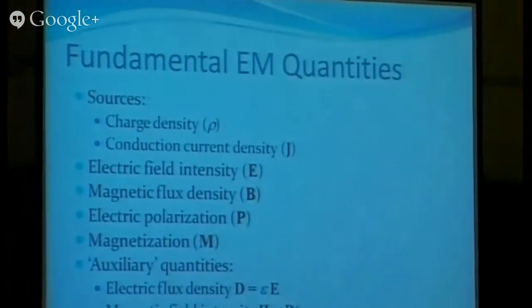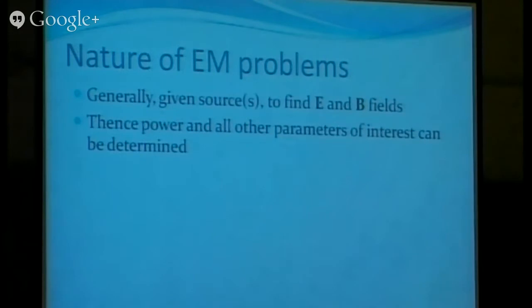So we know that electric flux density D is epsilon E and magnetic field intensity is this. So our interest is always, given sources, to find E and B fields. Once we have this, then all other parameters can be estimated. Now, how do we do that? So our starting point is almost always conduction current J. But of course, we also find it convenient to introduce magnetic current density M. We will discuss as to why there is a need for that.